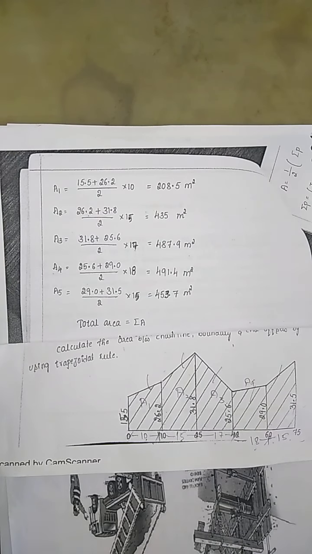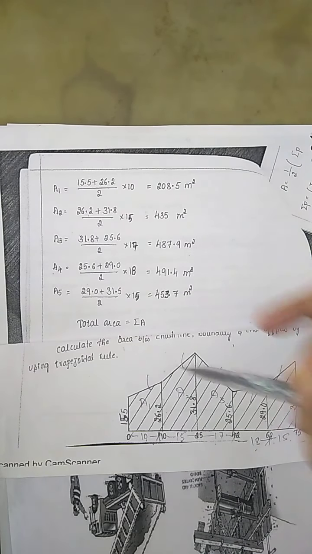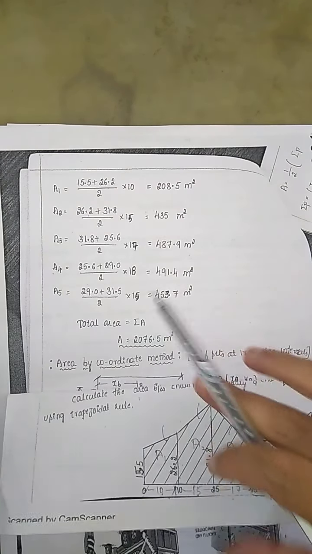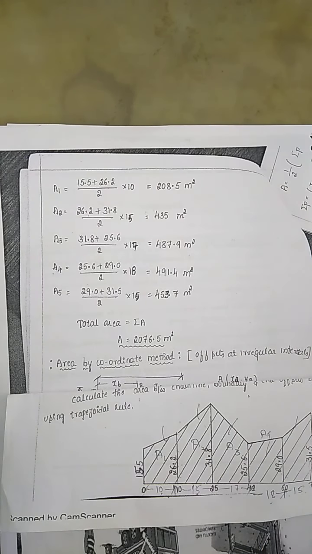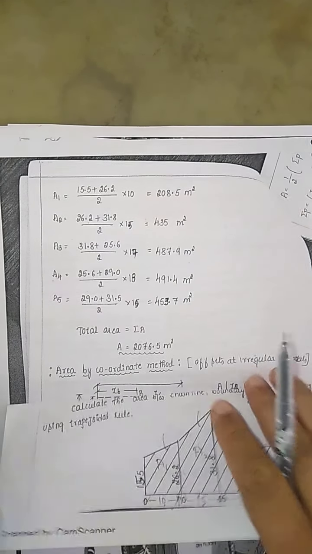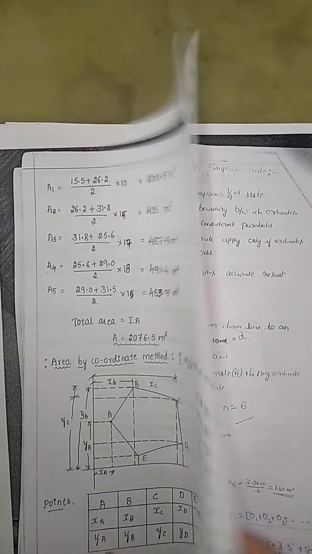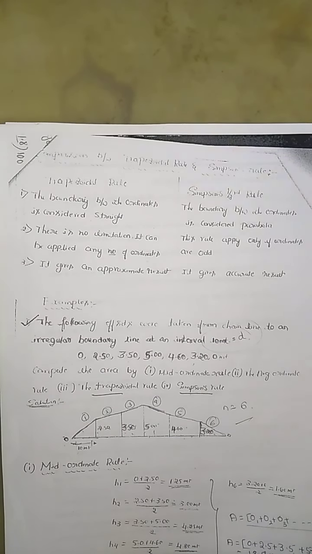The corresponding distance is 15. So you have got the individual areas A1, A2, A3, A4, A5. Then you are going to add them, so the total area comes out to be 2076.5. We will solve some other type of problem, using the different methods.